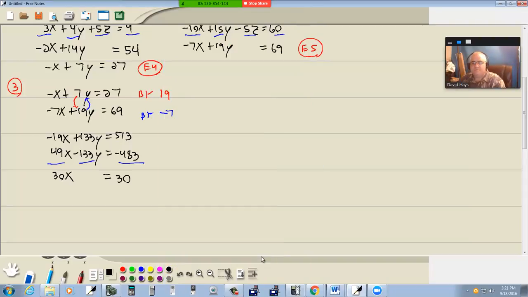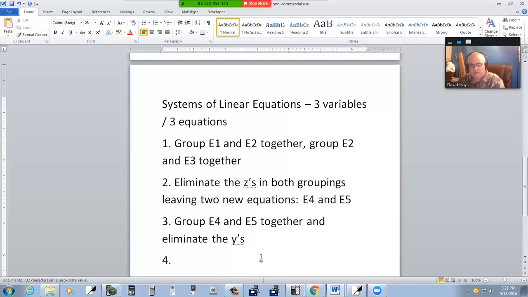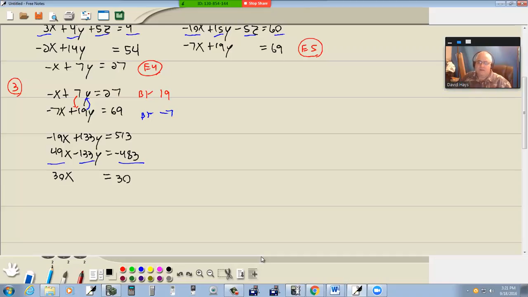Okay. Now solve for x. In this case, we have 30x is equal to 30. We'll divide both sides by 30, and we get x equal to 1.